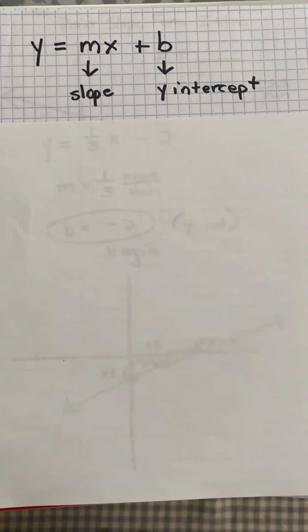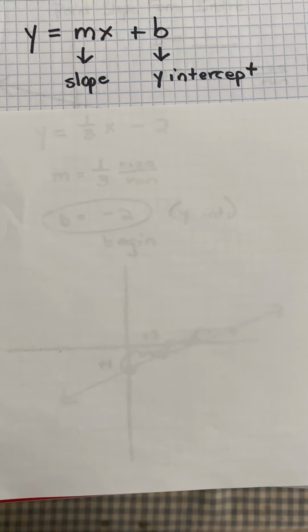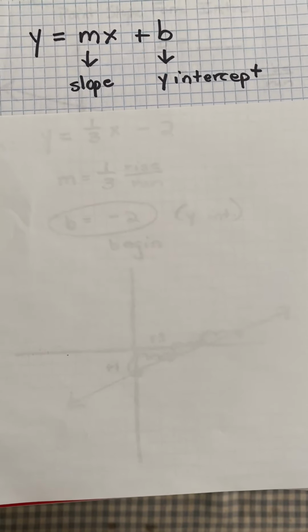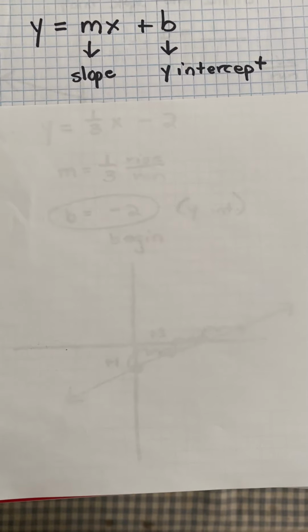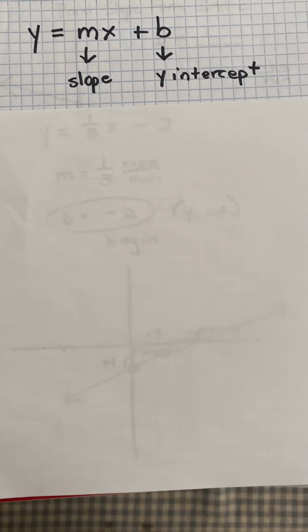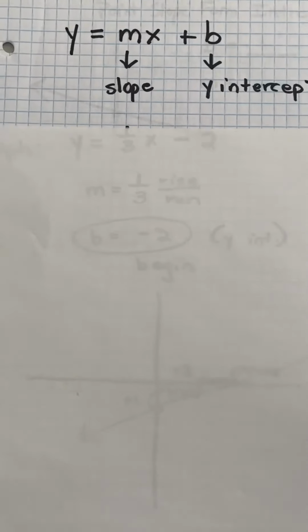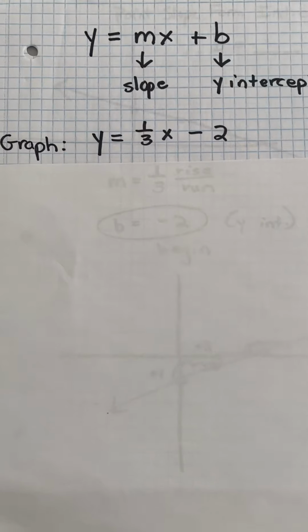Now, this is not in the packet, but I want to start by reviewing the slope-intercept form, y equals mx plus b, which you've already done. I want to remind you that in y equals mx plus b, m is the slope and b is the y-intercept. I also want to review how we graph from slope-intercept form.